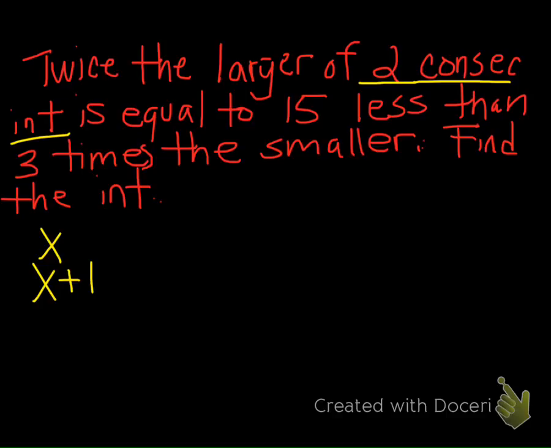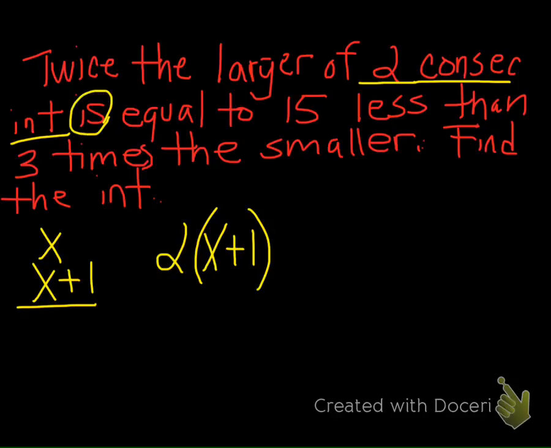All right, so here's our setup. It tells us twice the larger. How are we going to do twice the larger? You do 2 parentheses x plus 1. Do you guys agree with that? Yes. That's the largest. We just doubled the larger. x plus 1 is definitely bigger than x. So twice the larger is, there's my equal sign, equal to 15 less than 3 times the smaller.